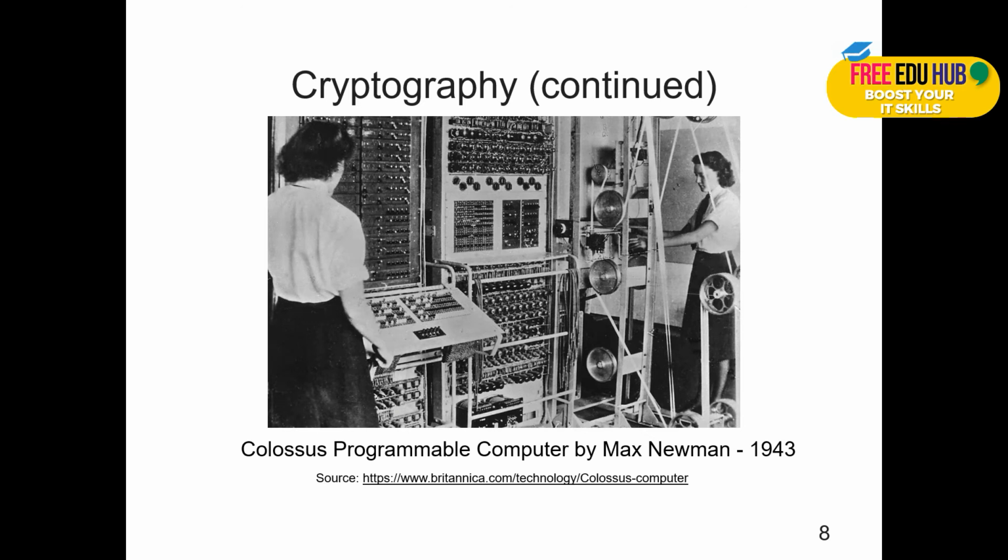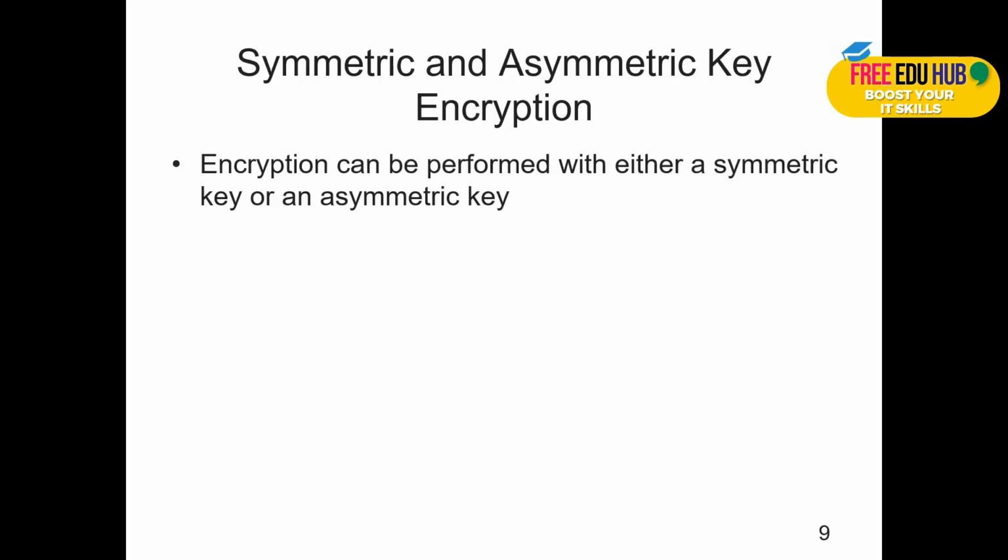Now that's a picture of the Colossus programmable computer by Max Newman in 1943, which was used to define different cryptographic algorithms. Now we have symmetric and asymmetric key encryption. Encryption can be performed with either symmetric or asymmetric.